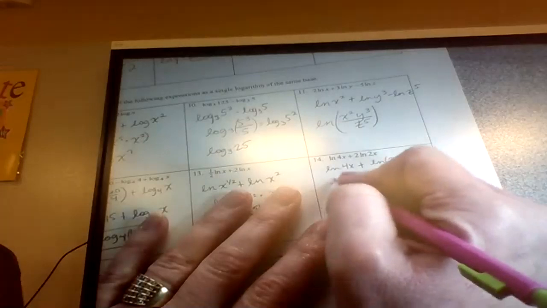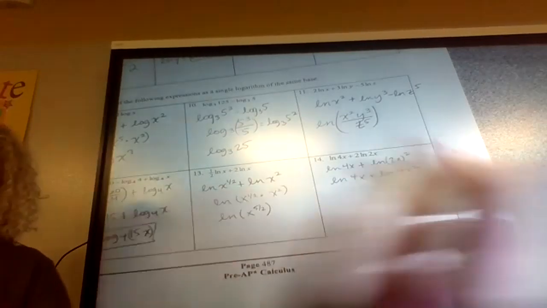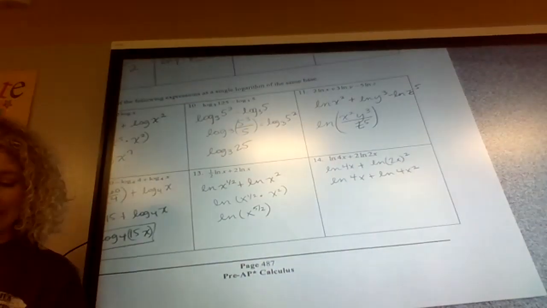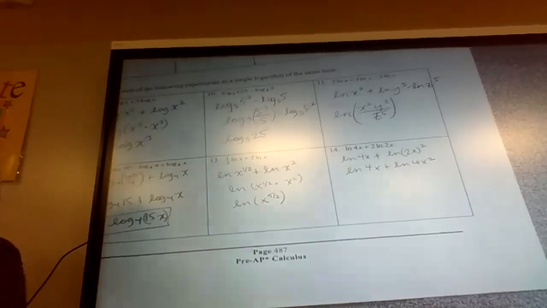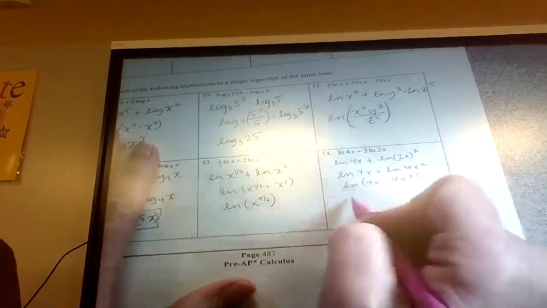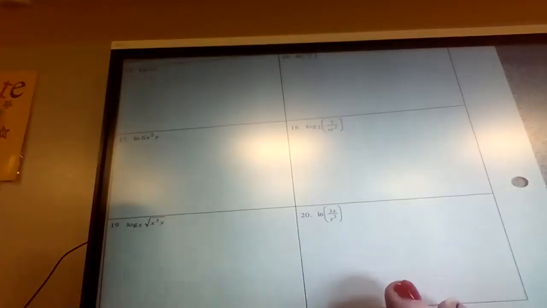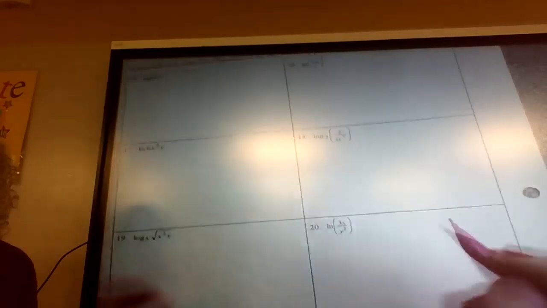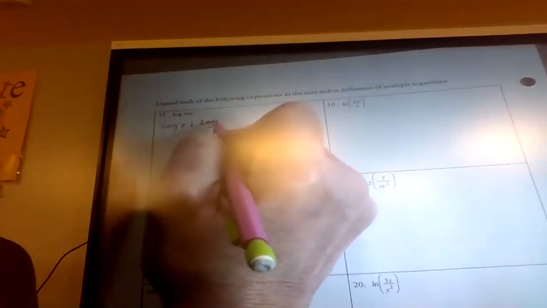Alright, so that's going to be natural log of 4x plus natural log of 4x squared. And that would be multiplied together. 16x cubed. There's more. Now I have to expand. Log of x plus log of y plus log of z.